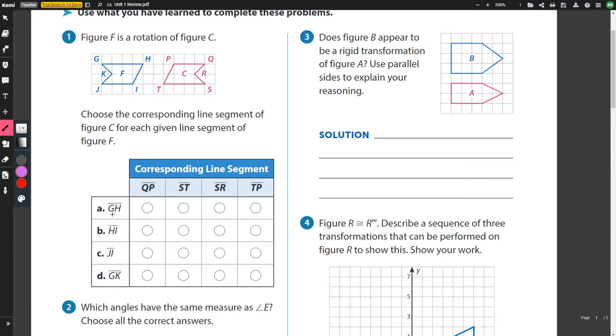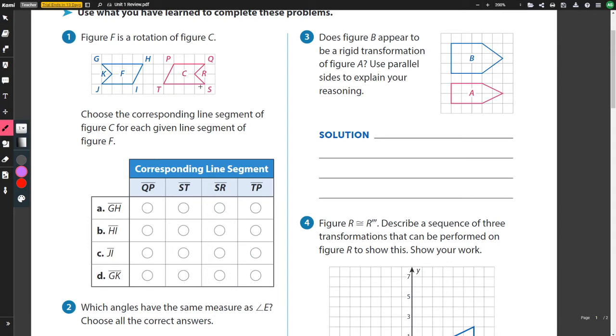So the first one they give us is G and H. We have our options of QP, ST, SR, and TP. So we have GH, which is 1, 2, 3, 4 units long. I have QP, so let's see, QP is 1, 2, 3. Nope, can't be QP.